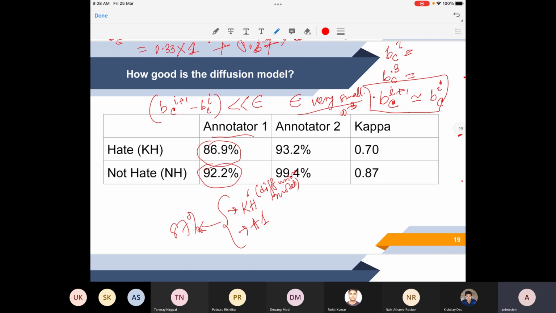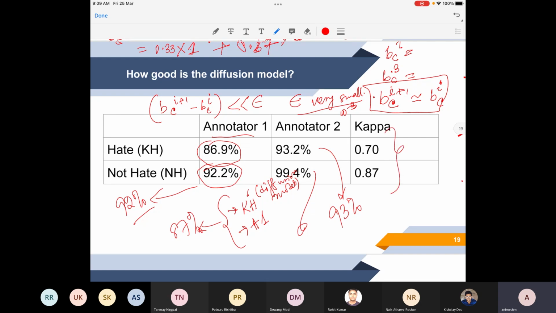Similarly, for the non-hateful users, annotator one actually agrees around 92% with the model predictions. On the other hand, for annotator two, it's even higher. For the hateful users, it agrees 93% of the times with the model predictions, and for non-hateful, annotator 2 agrees almost 100% with the predictions made by the model.